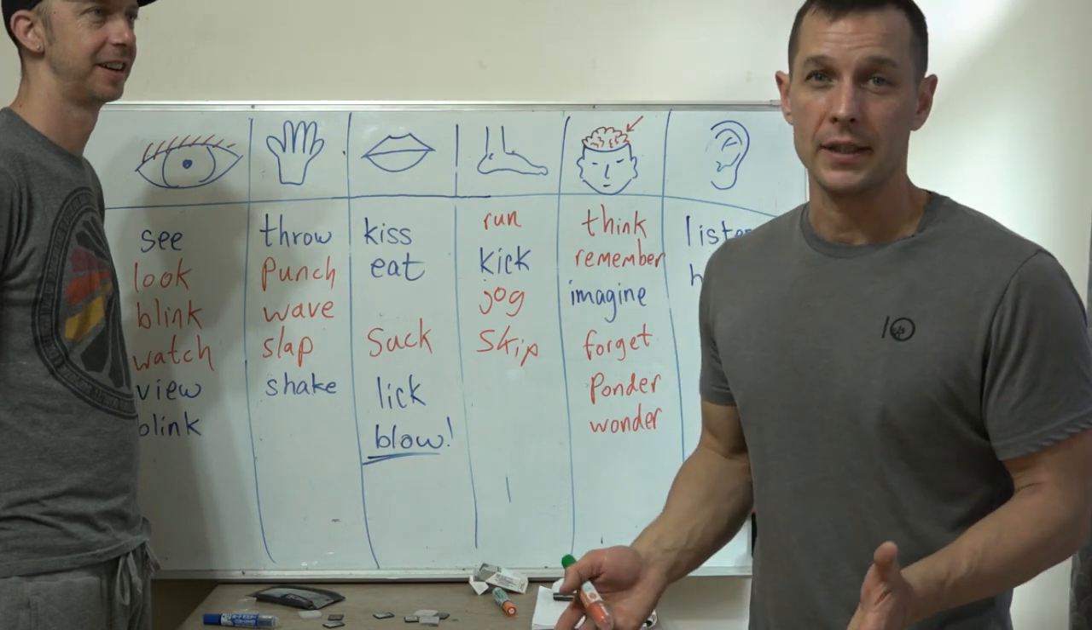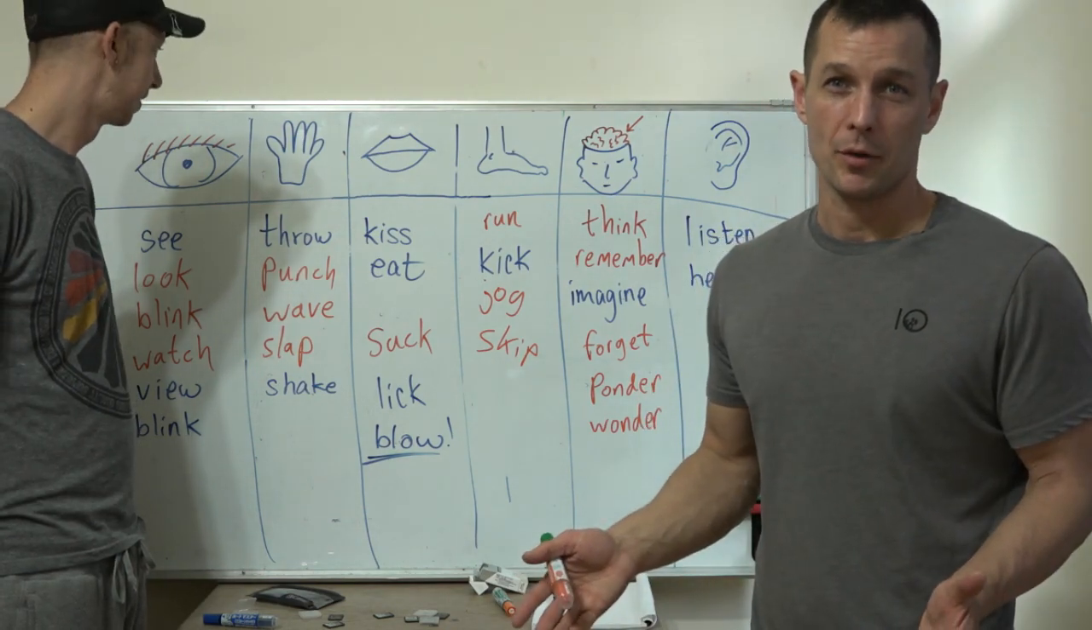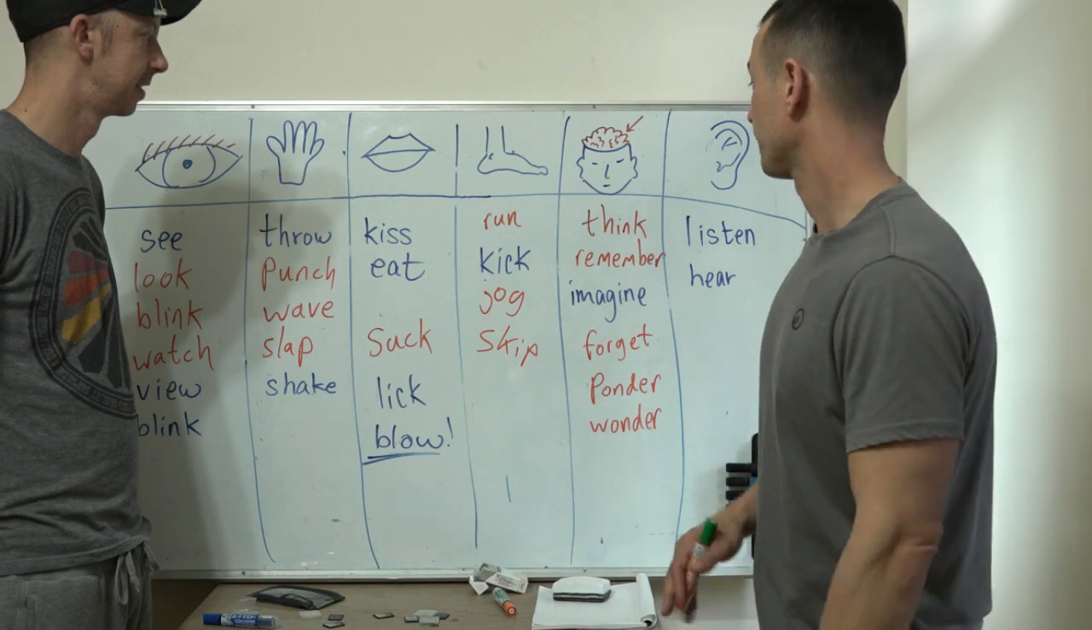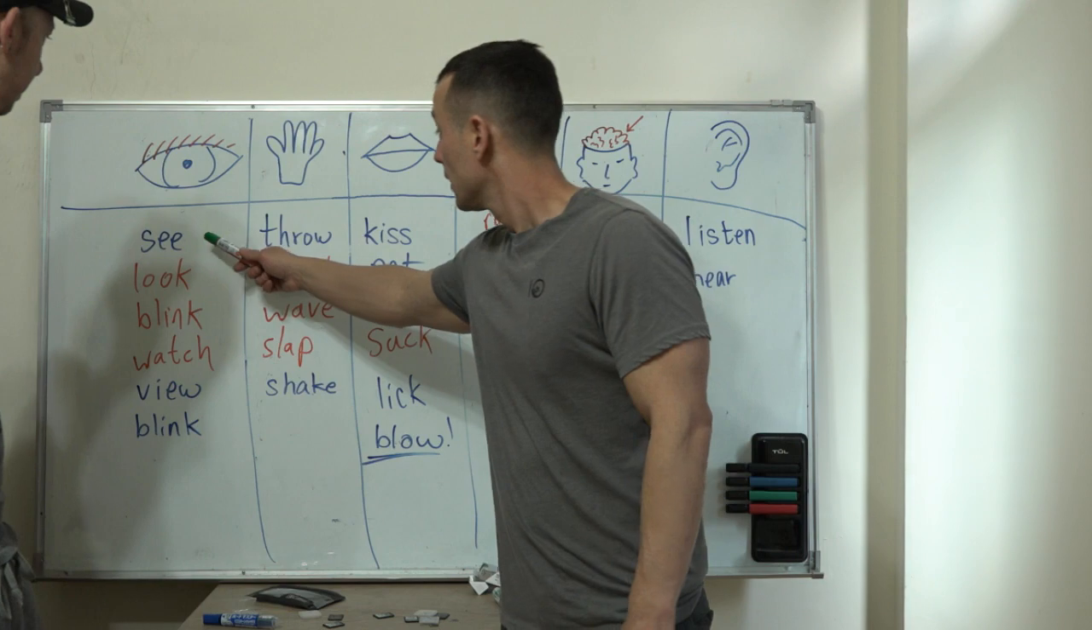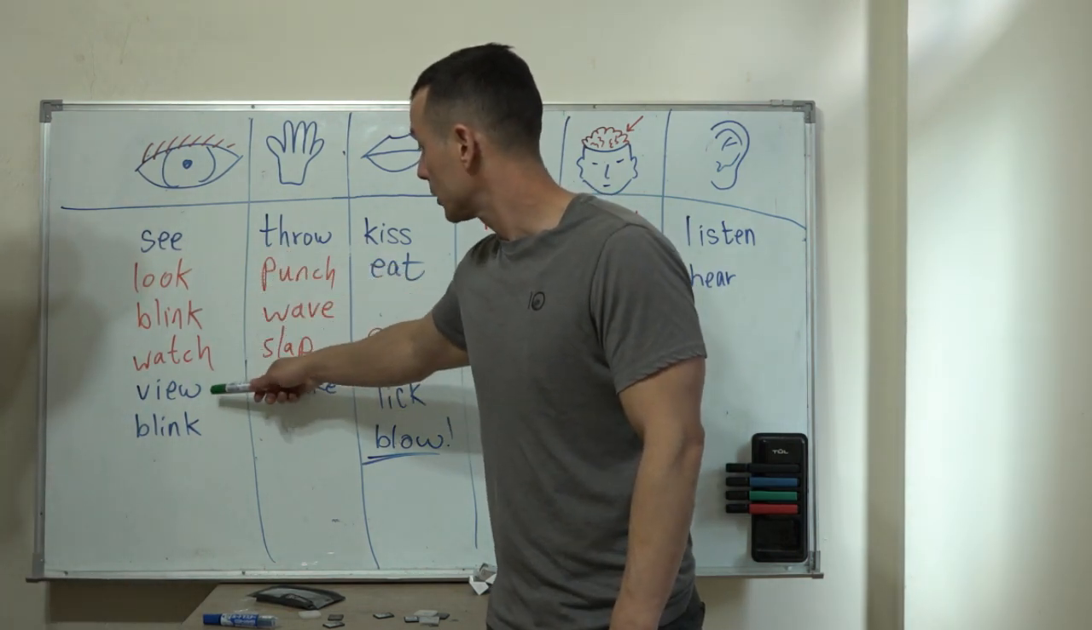Once the kids start slowing down and they're really having problems finding new words, you can say stop. Get everybody to sit back down. You go through the words. See, look, blink, watch, view.